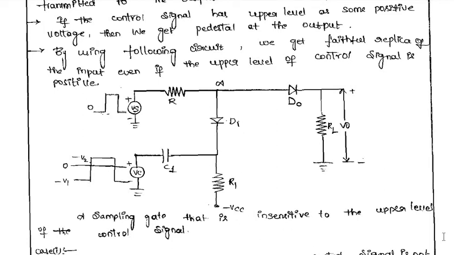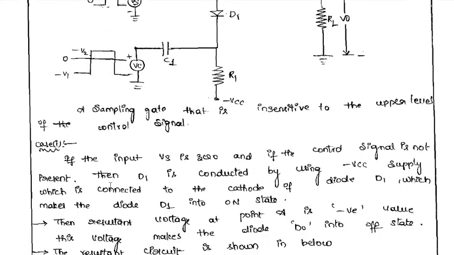So here is the circuit used to eliminate the pedestal, even if the input has the upper level of the control signal, meaning this positive part is also transmitted. If no signal is given at the source, then also we can remove the pedestal by using this simple circuit. It gives you a sampling gate that is insensitive to the upper level of the control signals. Even if you use the upper level of your control voltage, you won't get any kind of pedestals. For that we have two kinds of cases or two conditions.